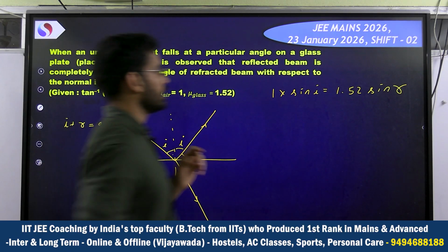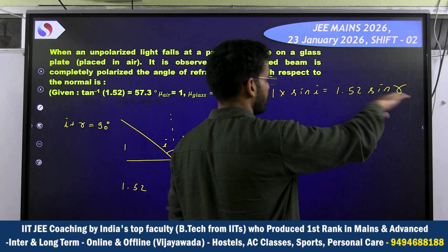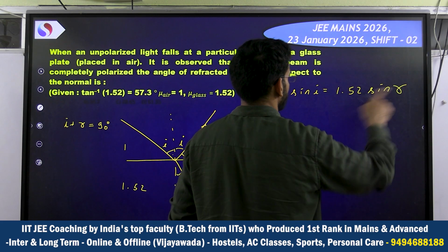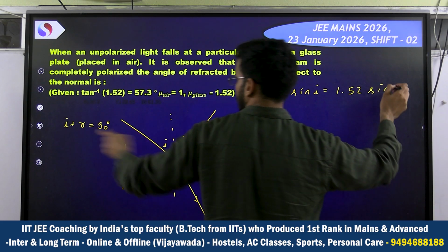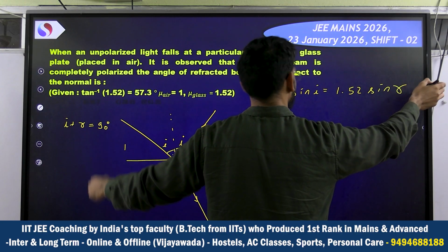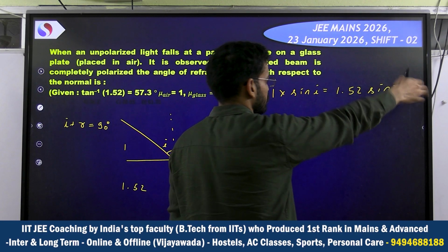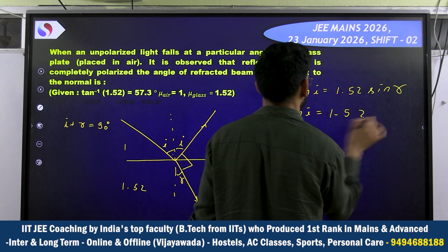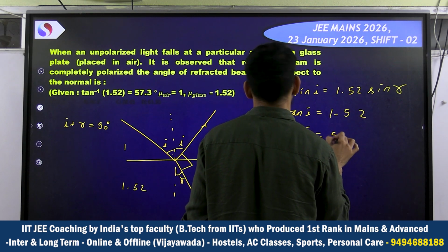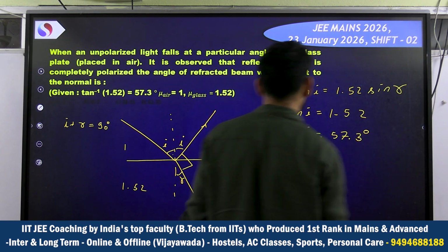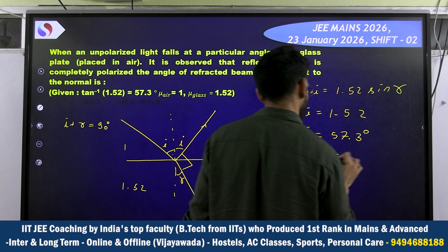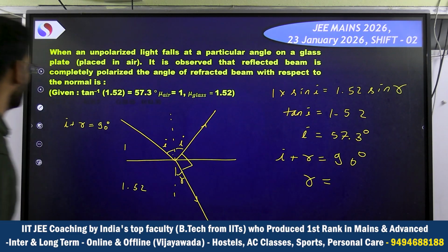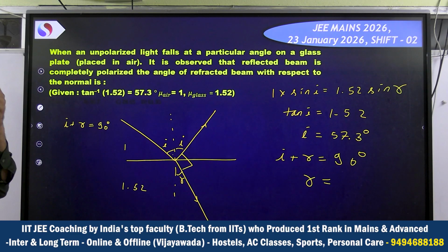Remember, here he is asking for r. You can go for r directly, but I will get i first, then i plus r equals 90, because I want to create tan. So here r is 90 minus i, that will be cos i. So sin i over cos i is tan i. So tan i is 1.52, that means i is 57.3 degree, and i plus r is 90 degree. So r is 90 minus that, you can subtract, so you will have 36.7, right?